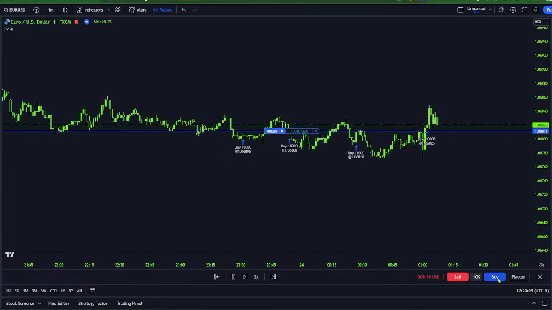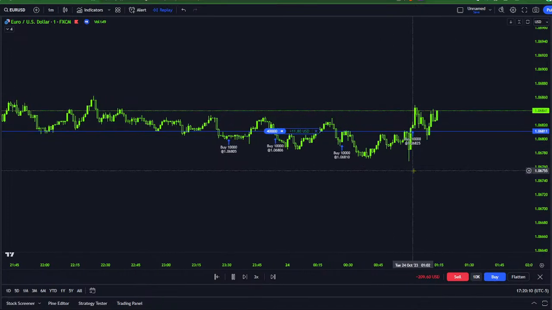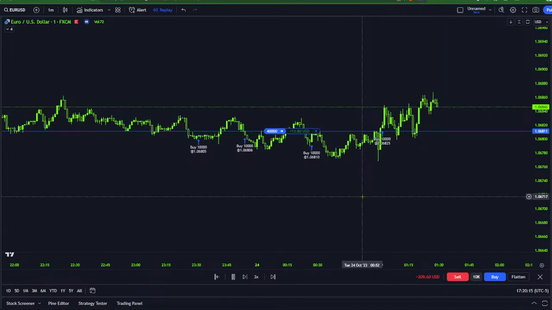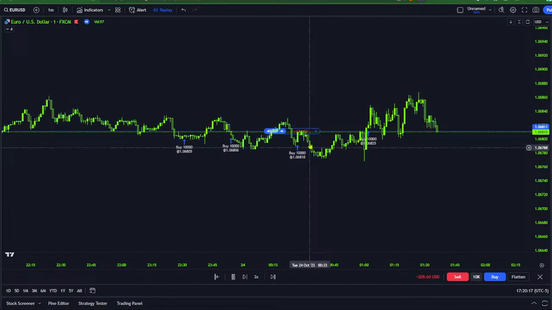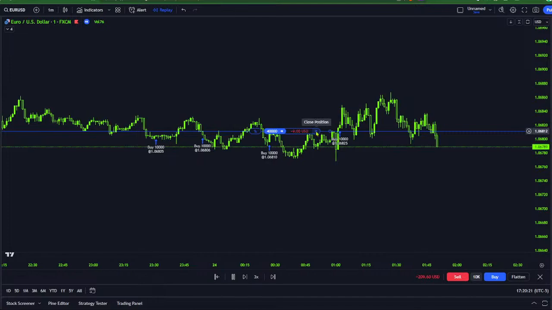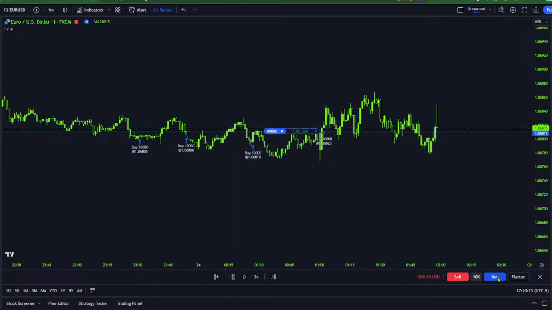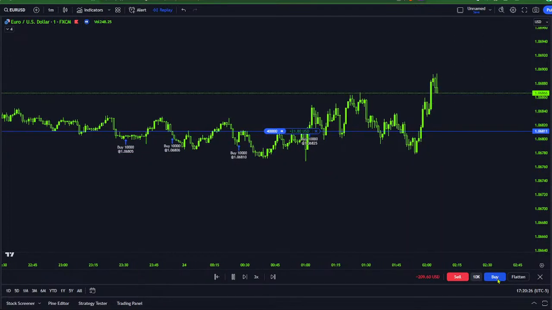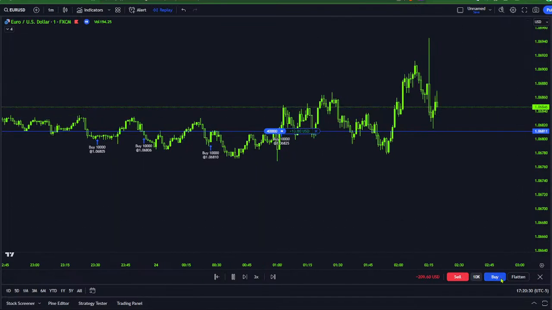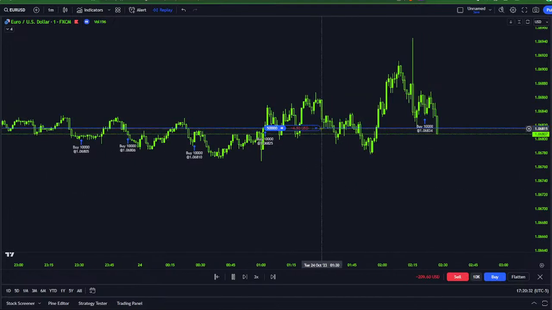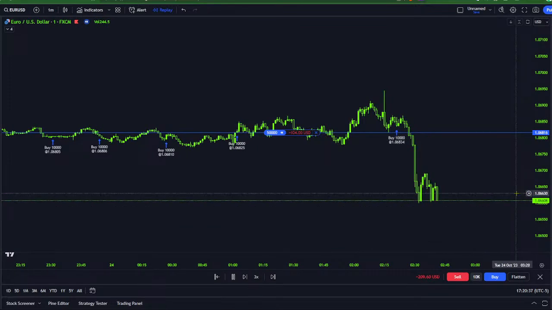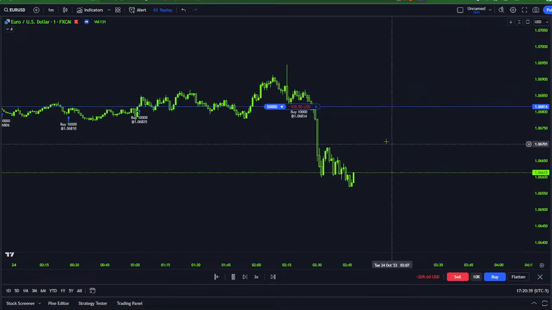Oh man, I missed the, I wanted to get this low right here. But Europe is about to open, so let's keep our finger on the button. Actually, man, I missed the, keep going, keep going. Oof, man. I'm not doing too good today.